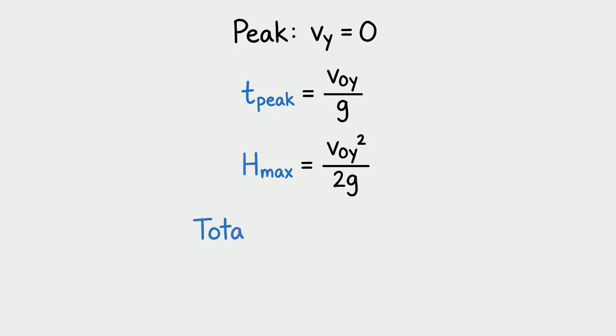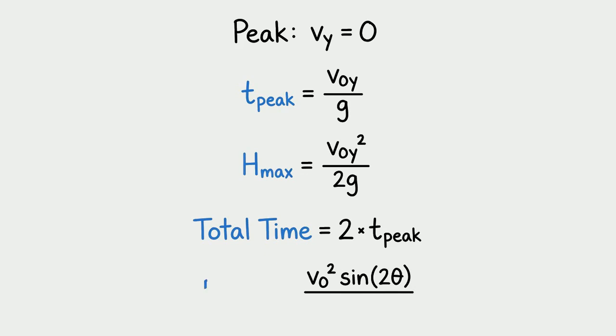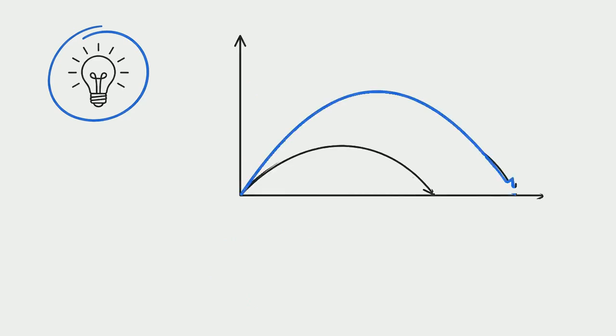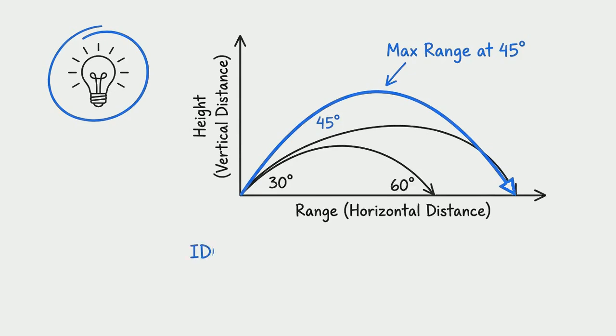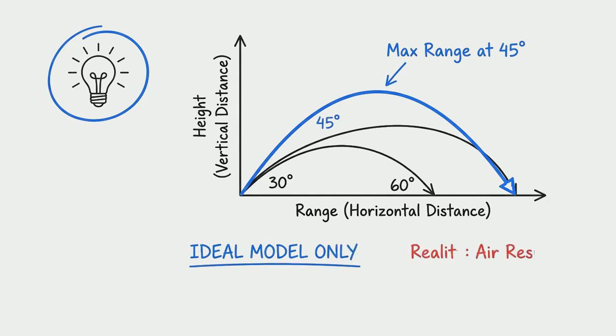The total time of flight, if the projectile lands at the same height it was launched, is 2 v naught y divided by g. And the range, or horizontal distance, is v naught squared times sine of 2 theta divided by g. That last one is interesting. It tells us the maximum range happens when the launch angle is 45 degrees. But that's only true in the ideal model. In real life, air resistance changes things.